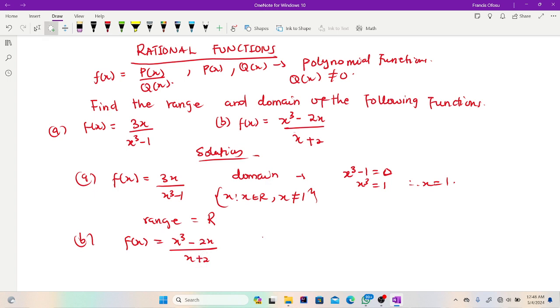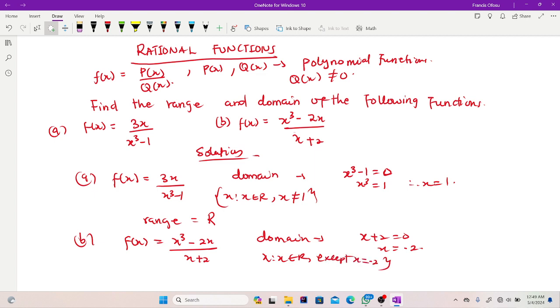For that reason, our domain simply becomes the value that will make this undefined. What should it be? x plus 2 should be 0. So meaning when x is equal to negative 2, our domain here wouldn't be valid. For that reason, the domain is x such that x is a member of all real numbers, except x is equal to negative 2.